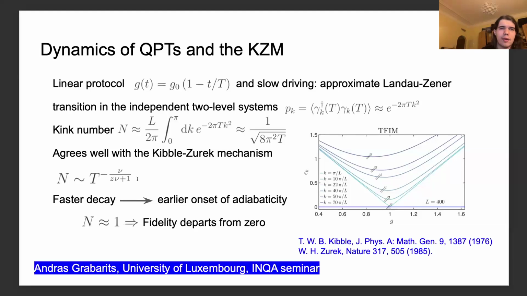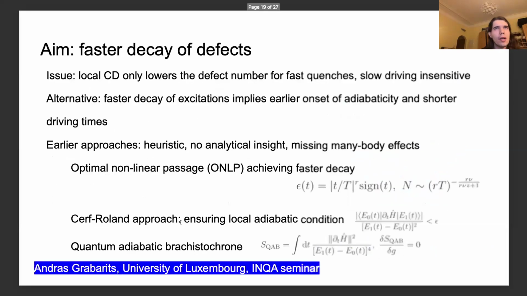This kink number scaling is a very useful quantity because it can make strong predictions on how the adiabatic time scale will look like. In particular, faster decay implies earlier onset of adiabaticity. The onset of adiabaticity, where the final fidelity departs from 0, is identified when the kink number reaches the value of 1. When you are remaining with one kink below that, you start to have final fidelity. So the aim with this tailoring of a single control parameter is a faster decay of defects.